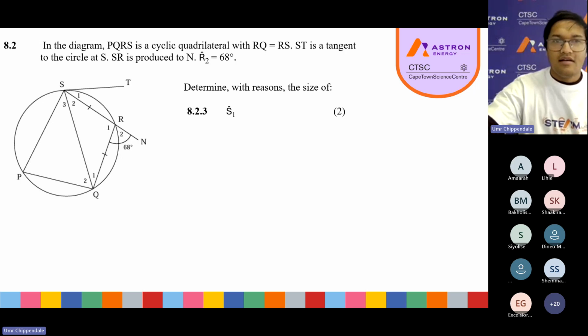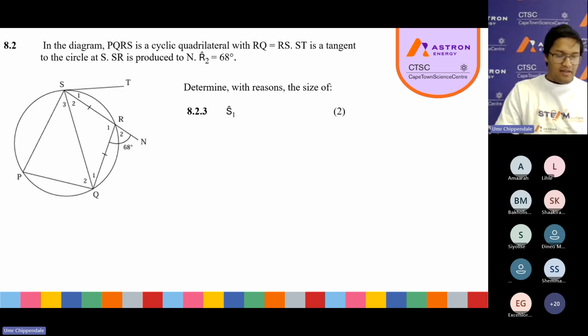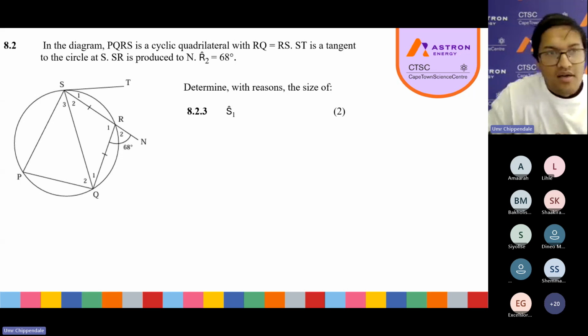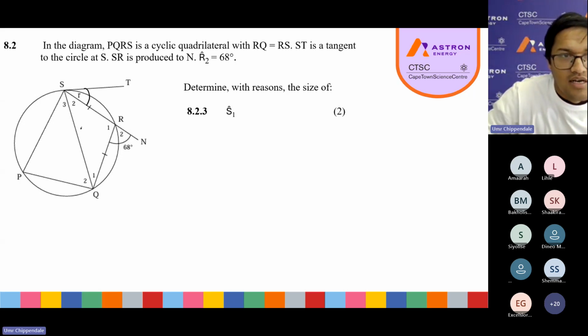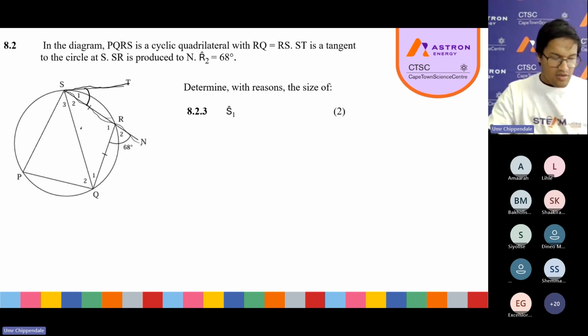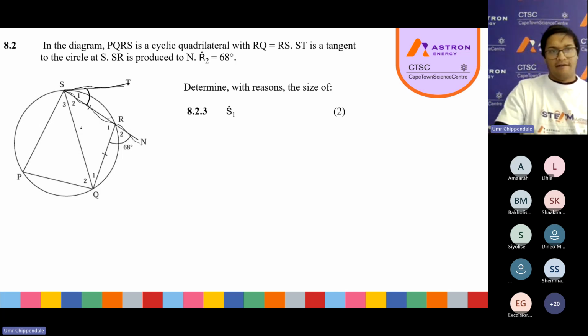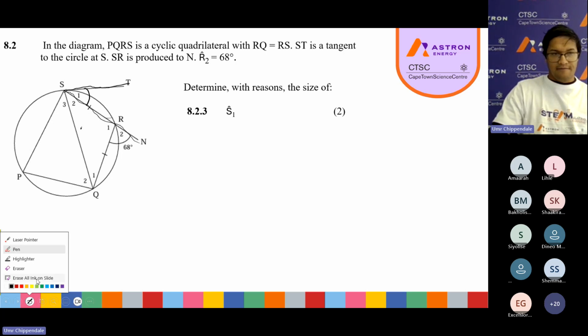8.2.3. We need to determine S1. Now, S1, where do we find that? S1 is here, over here. We find that between this section over here, which is line ST, and SR, which is this line that is within our circle and goes out of the circle. That was quite a bit over there. So let's erase what is on the slide.